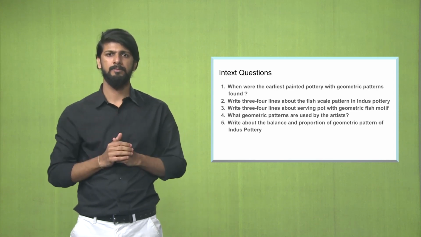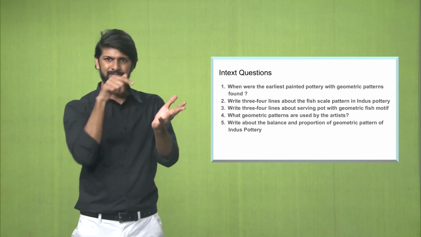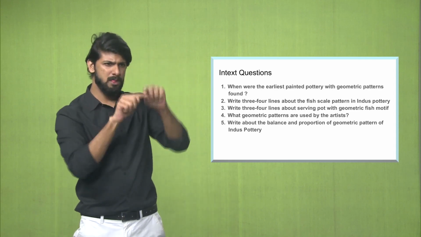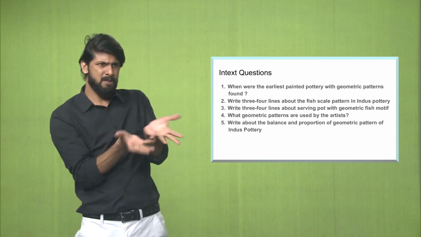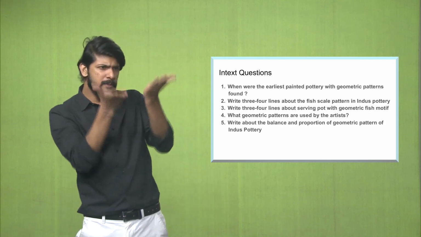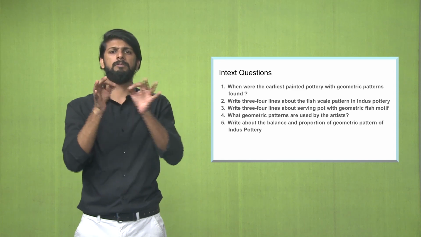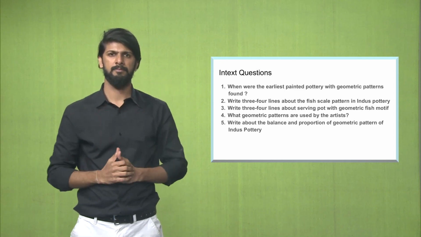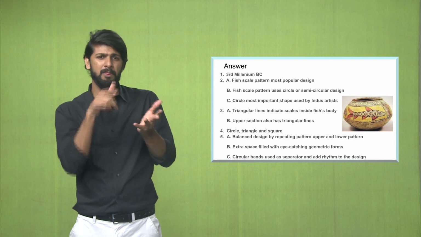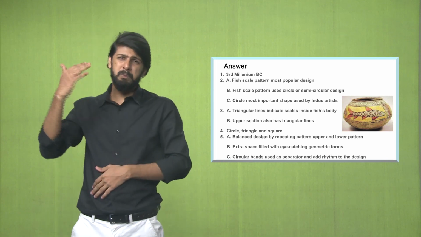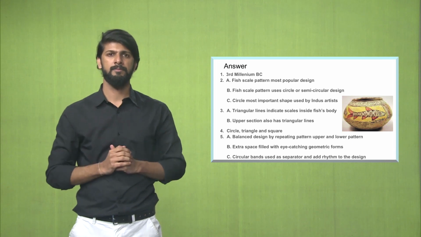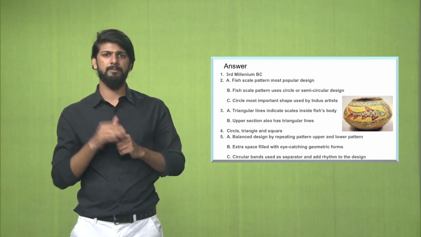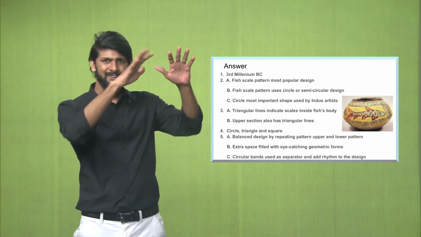Question 5. Write about the balance and proportion of geometric pattern of the Indus pottery. Answers. The earliest painted pottery with geometric patterns were found in the 3rd millennium, that is 3000 BC. 3-4 lines about the fish scale pattern.